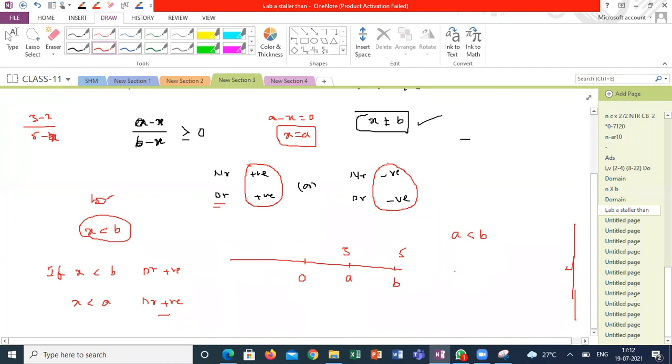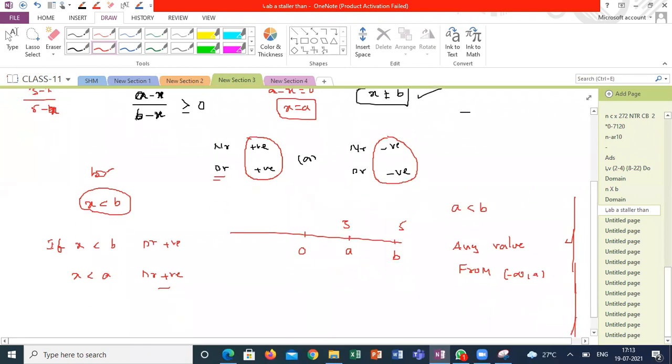If I'm taking X less than B, if I'm taking a value between 3 and 5, what happens to this expression? It becomes a negative expression. Is it possible? But for what values is it a positive expression? Any value from minus infinity to A, it is positive, correct?